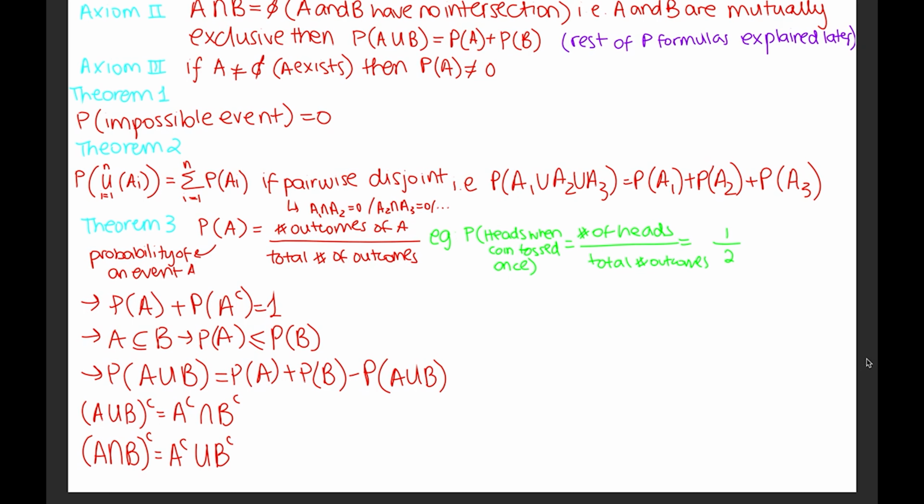Then the probability of A union B, if it's not mutually exclusive, would be the probability of A plus the probability of B minus the probability of A intersection B. The complement of A union B would be A complement intersection B complement, and the complement of A intersection B would be A complement union B complement. That's all we need to know about probability.